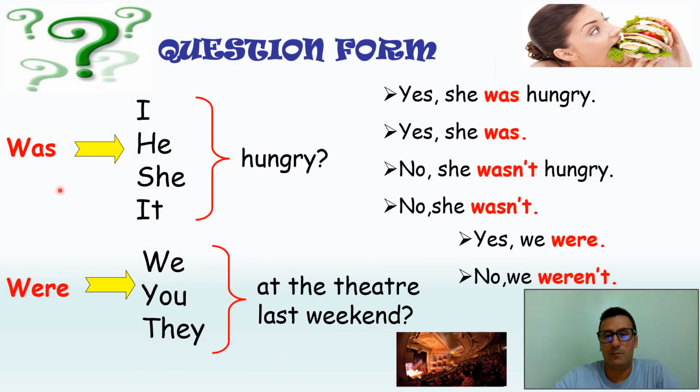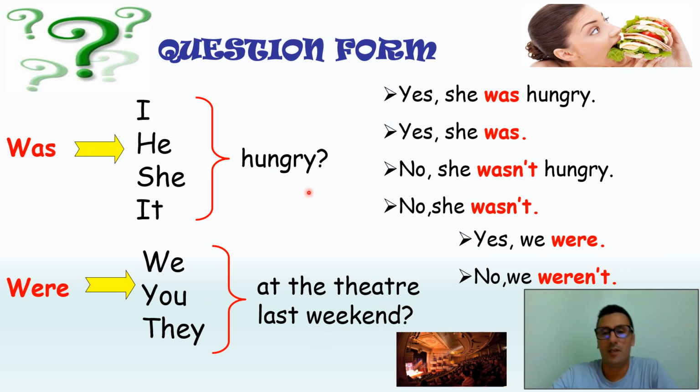Question form. Pour faire le verbe to be à la forme interrogative, qui veut dire question form, on fait quoi? On fait l'inversion du sujet, le cas de l'affirmation. Was I? Was he? Was she? Was it? Was I hungry? Was he hungry? Was she hungry? Was it hungry? Alors, pour le cas de we, you, they, c'est were. Were we? Were you? Were they? Alors, were we at the theater last weekend?